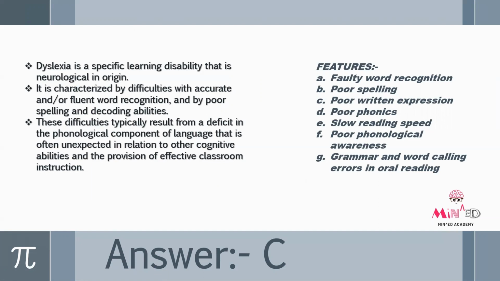Okay, these difficulties typically result from a deficit in the phonological component of language that is often unexpected in relation to other cognitive abilities and the provision of effective classroom instruction. Okay, so basic features, though sometimes this also comes in short notes, so you can write this also. Basic features of dyslexia will be faulty word recognition, poor spelling, poor written expression, poor phonics, slow reading speed, poor phonological awareness in grammar, and word calling errors in oral reading.